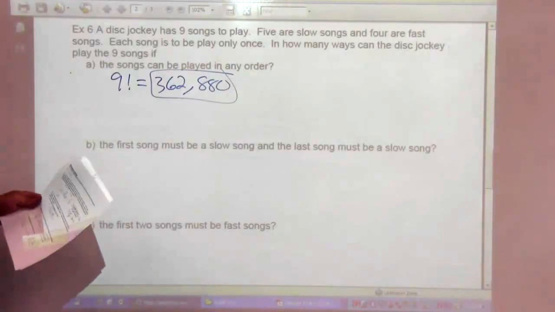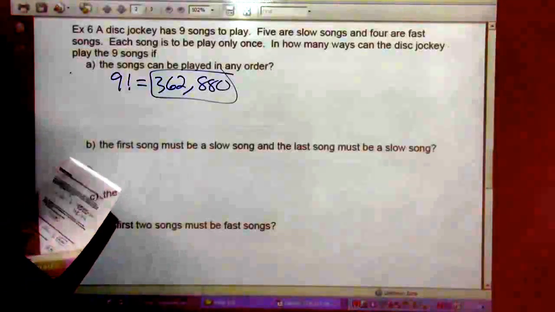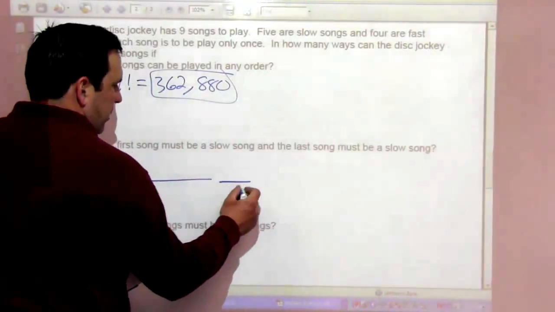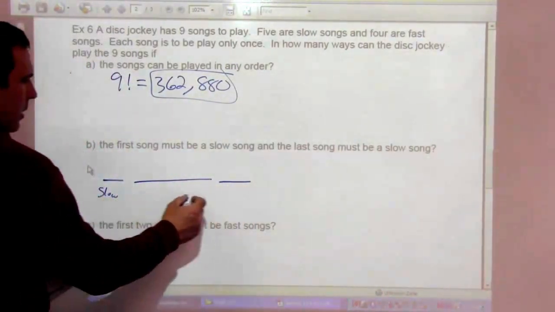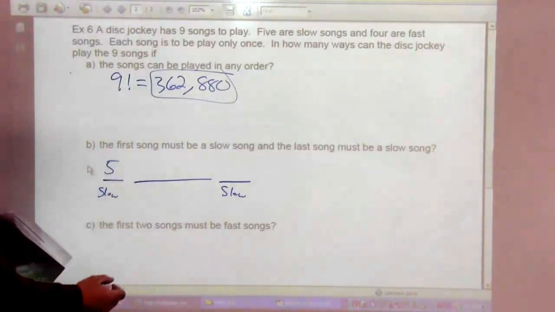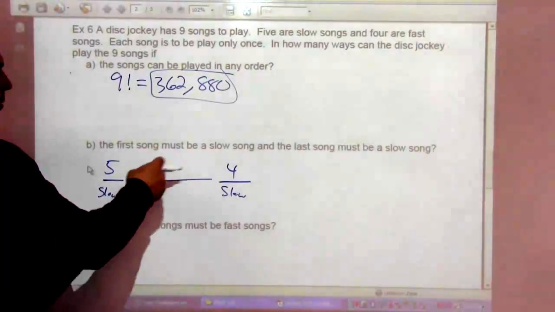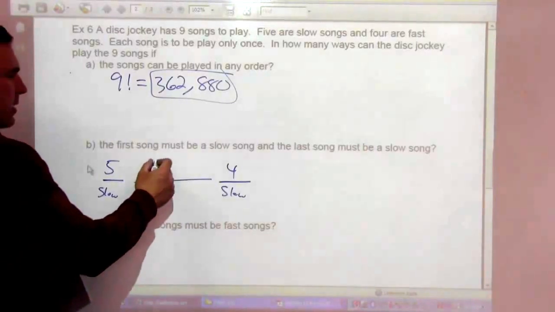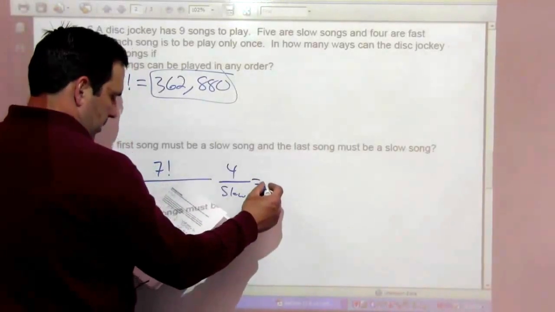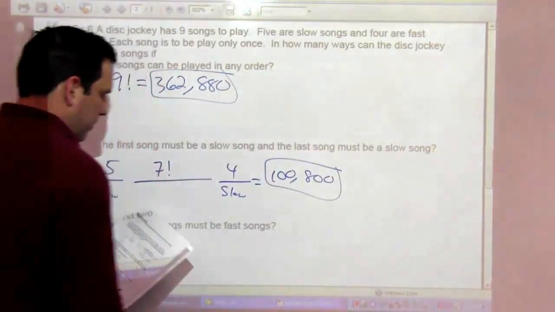But what if the first song had to be a slow song and the last song had to be a slow song? So we know that we have a first song, a bunch of other songs, and then another song. Slow here, slow here. So we'd have 5 to choose from for that, 4 to choose from for that. And then the rest, 2 of our songs are gone, so we have 7 left. 7 factorial. And that would give us 100,800 different arrangements.